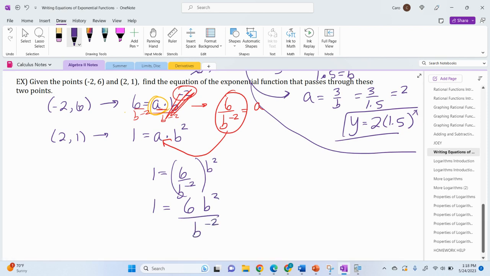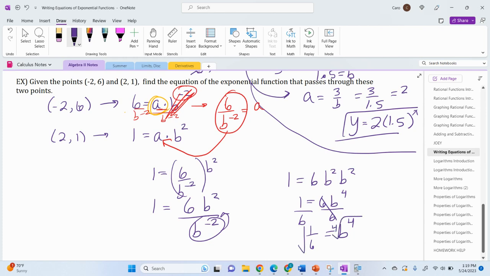I'm going to go ahead and move this up to the top. So it'd be 6b squared, b squared. You definitely don't have to write all these steps out. I'm definitely writing more steps than you probably would, but just to make sure you're following along. I'm going to keep trying to get b alone. So in this case, I'm looking at the 4th root of 1/6.